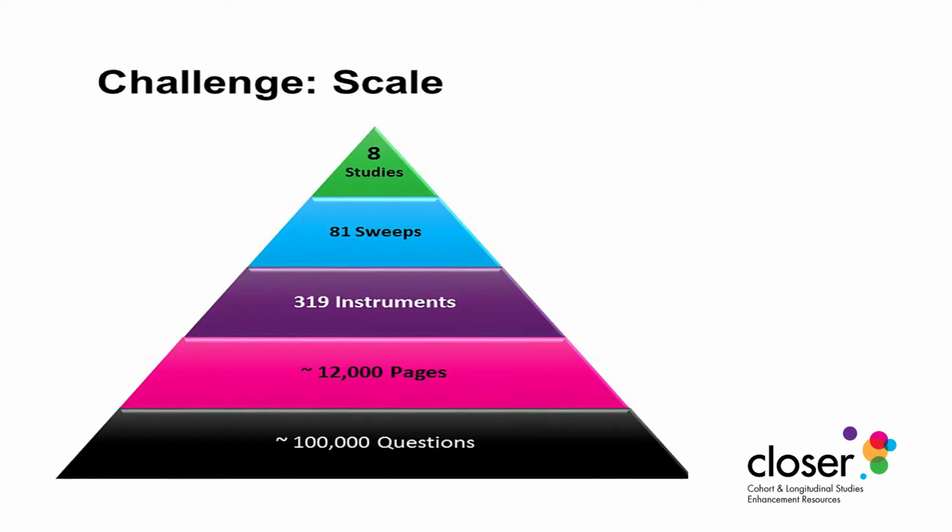So moving on to what challenges that Closer's had, one of the biggest challenges we've had is just the scale of the metadata we have. So we have 8 studies. Within that we have 81 sweeps. Within that we have 319 prioritized instruments. This equates to about 12,000 pages, or about 100,000 questions.